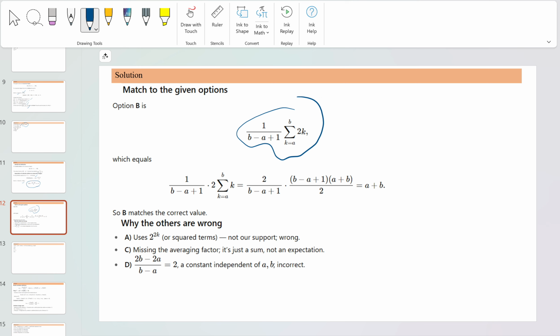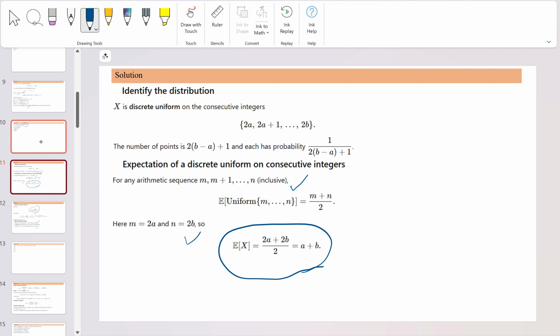Okay. Why are the others wrong? So to say 2 to the power 2k or squared, okay, this is not our support, so this is wrong. Missing the averaging factor, it's just a sum, not an expectation. So option C is not correct. Option D is 2b minus 2a, b minus a is equal to a constant independent of a, b, that is incorrect. Okay. So option B is actually matching. So option B is actually correct.